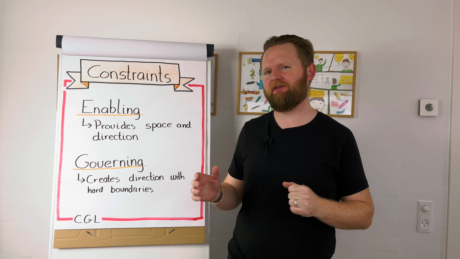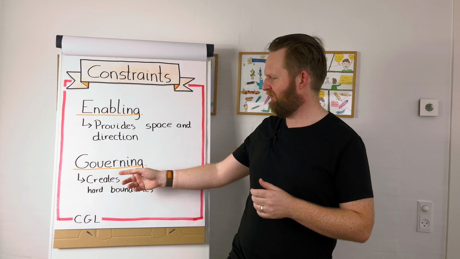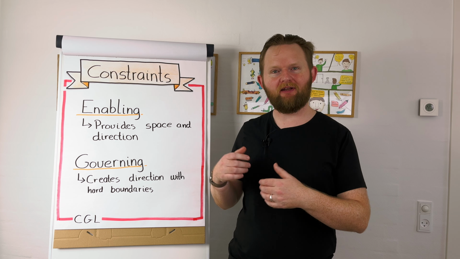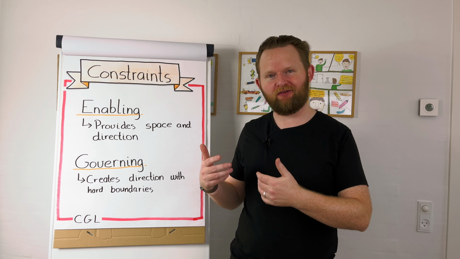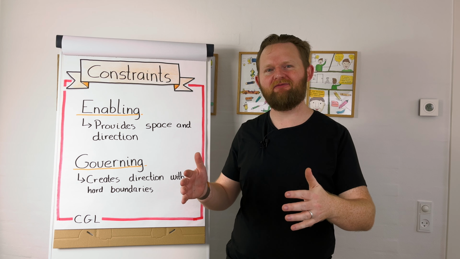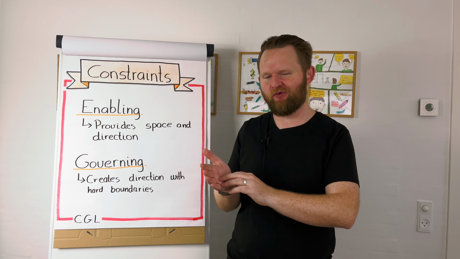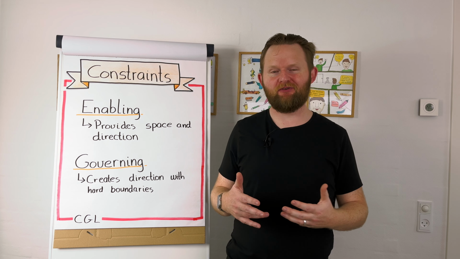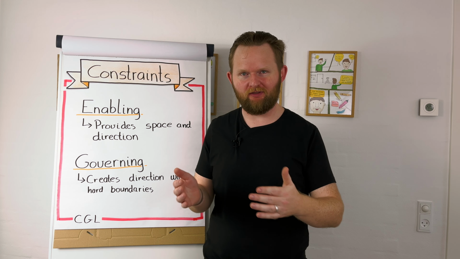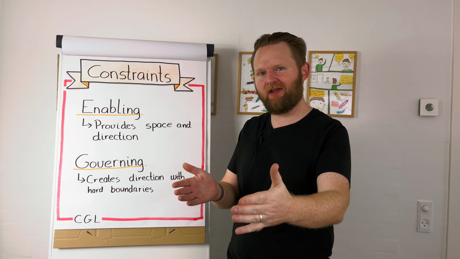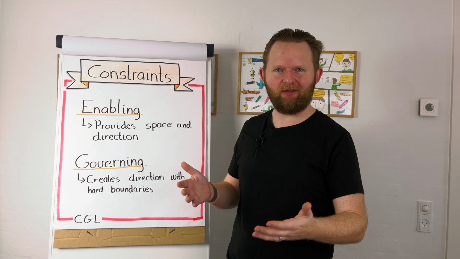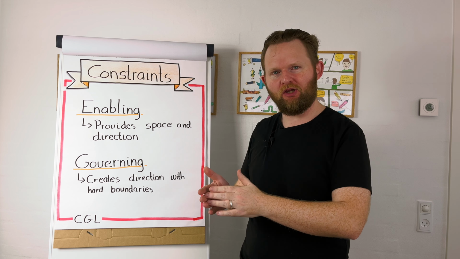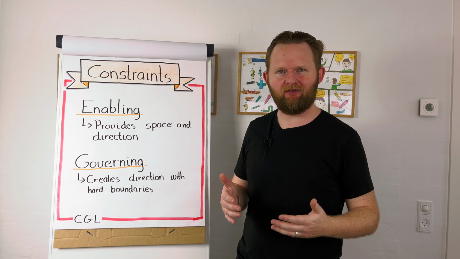The governing constraints, those are the ones that, yes, they create direction, but they also have hard boundaries. And the best example of this is from Dave Snowden, this exoskeleton that we see insects have, right? So they cannot grow beyond their exoskeleton. And it's the same with this one. So these governing constraints can sometimes be like legal constraints. We cannot cross this, because if we cross that, then we are in deep problems. But they still, of course, give us some direction in which way to go, but they don't really foster creativity.